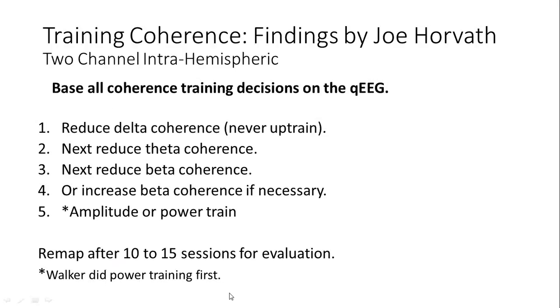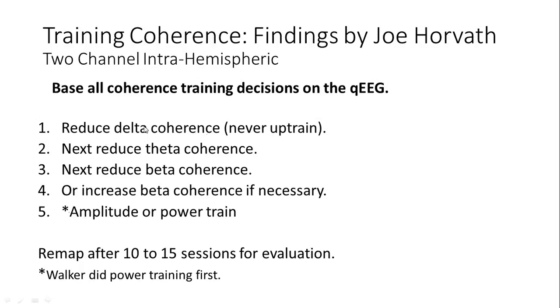Now, Walker did power training first, and Horvath did coherence training first, and he put this in the Handbook of Neurofeedback by Evans, which you can read the full chapter in if you want. Rob Longo has done quite a bit of work with this, but he's using our Welsh method, so he's using the more phase related coherence calculations for his work. And what he found seemed to match up with what Joe found a lot.